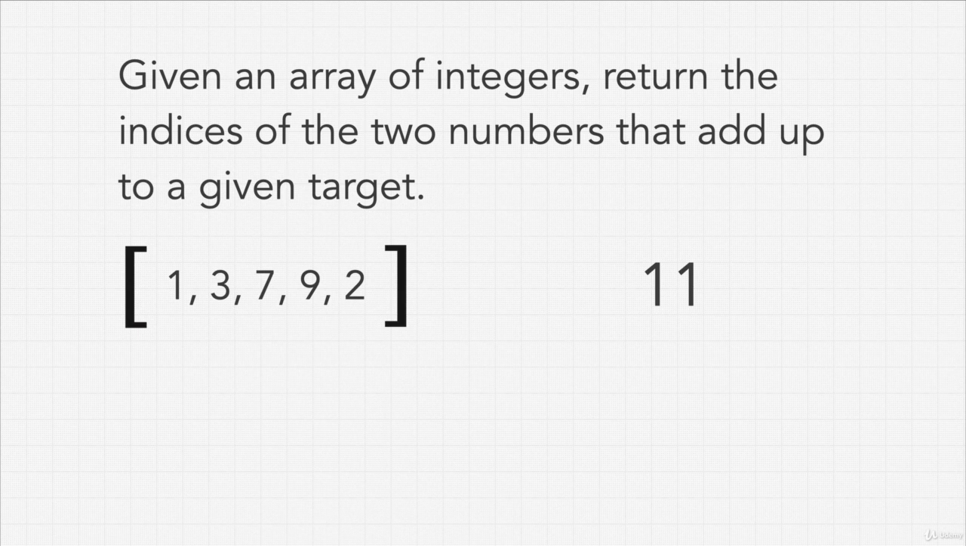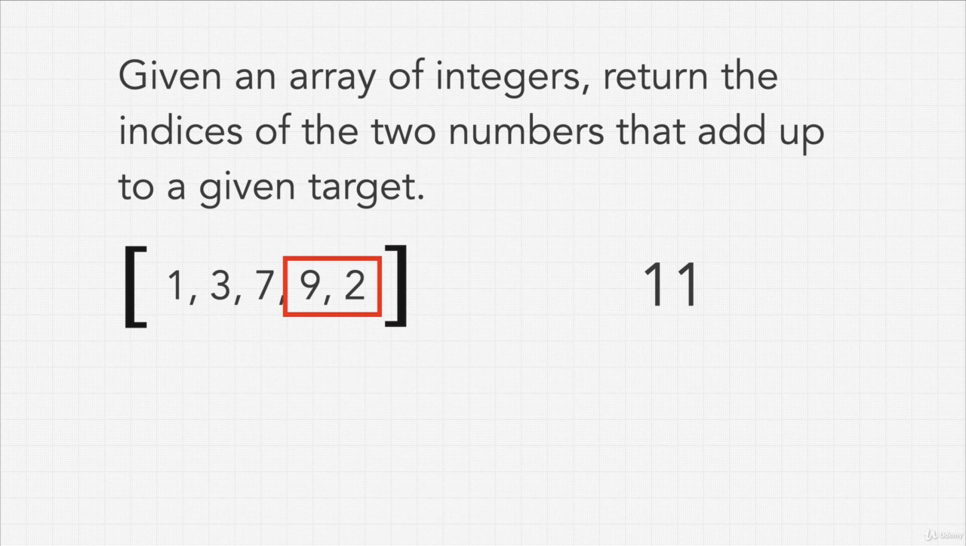We need to figure out what two numbers in the array, if they exist in the array, can add together to give us this target value. In this particular case, when we look inside the array, we see that the values 9 and 2 add together to give us the target value of 11. As per the question, we want to return the indices of these two numbers.